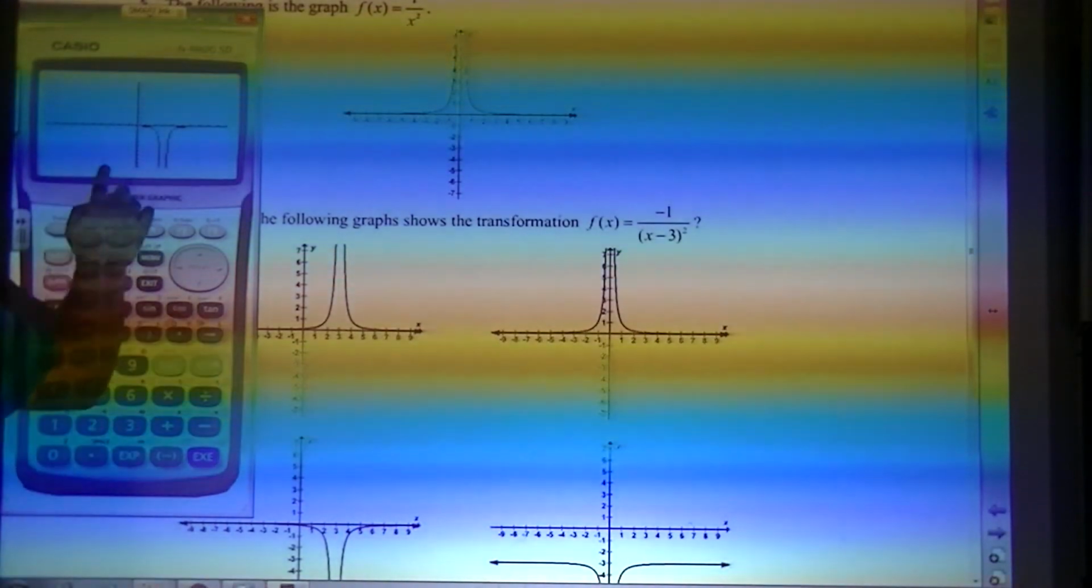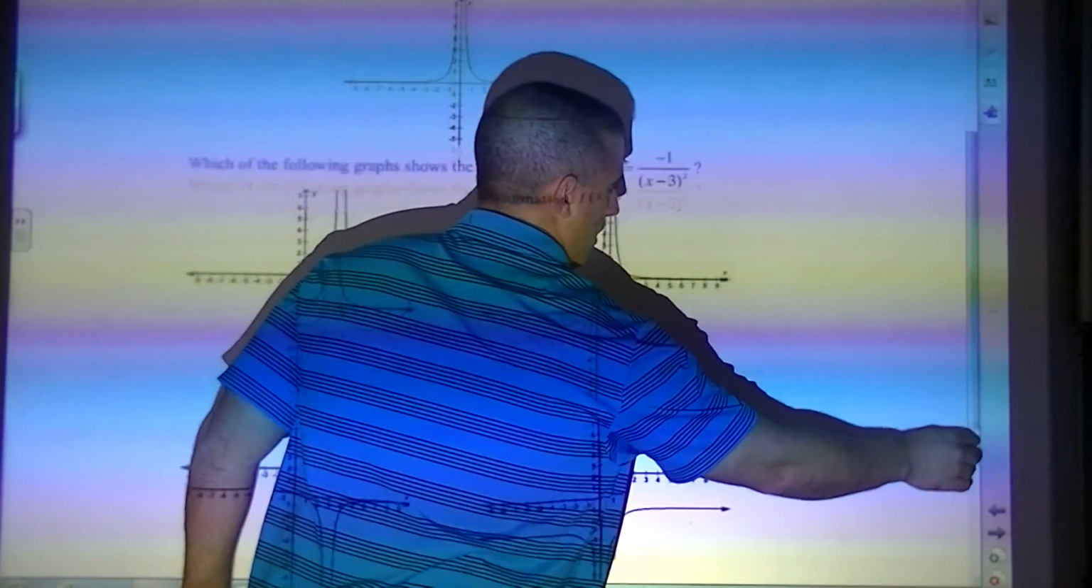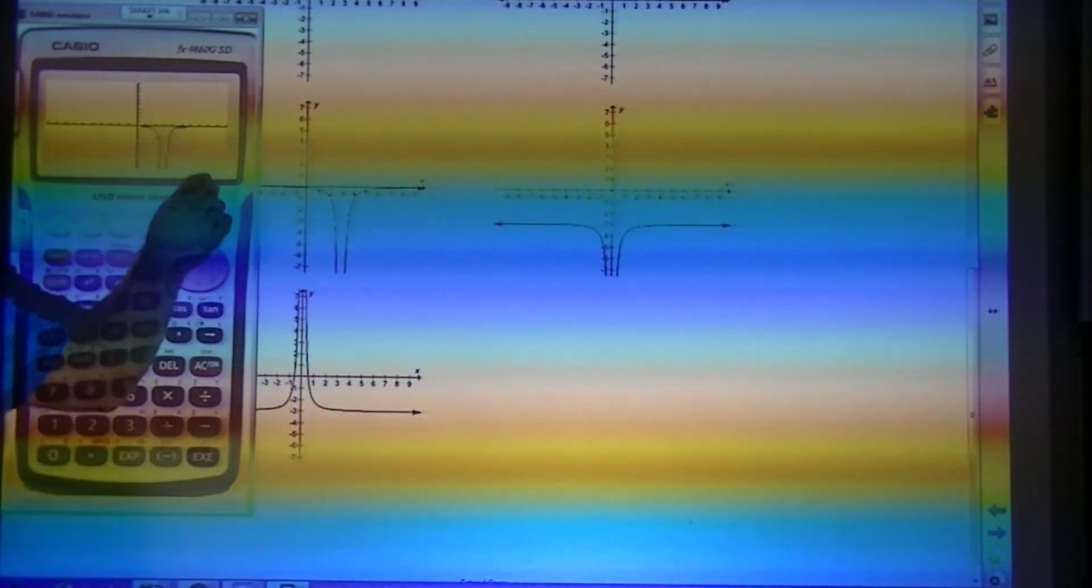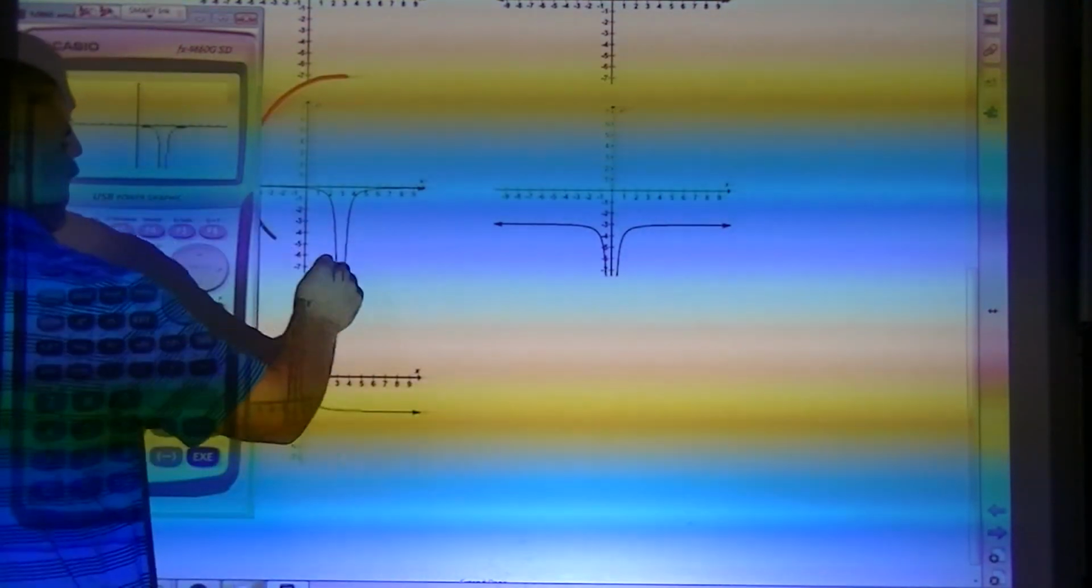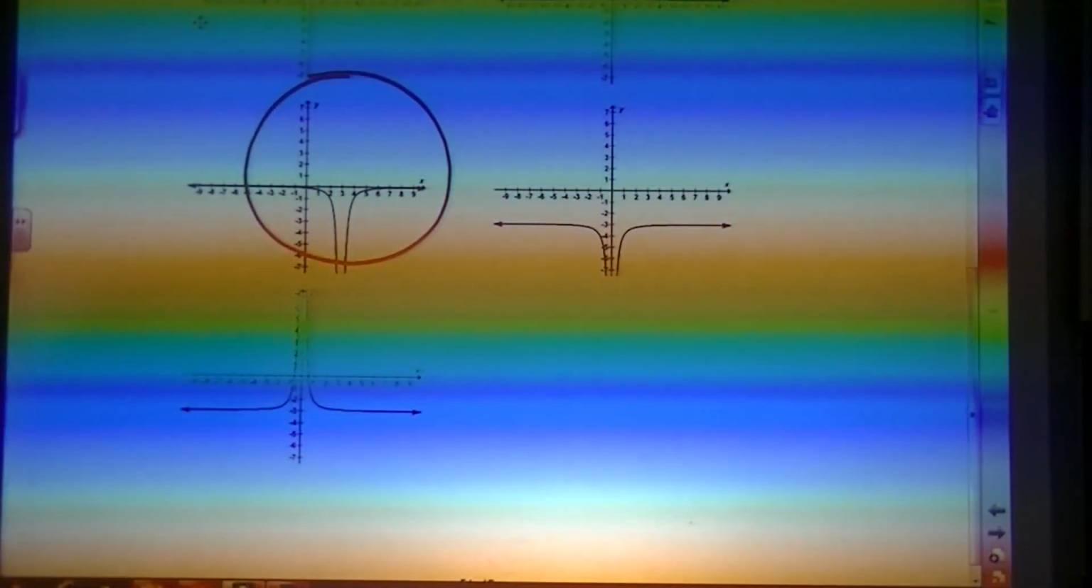So obviously, it's not going to be these two. It's not going to be that one. It has to be this one all the way down in the corner. It is the closest thing to that graph. So very simply, I'm just going to circle that. I think that's it for that page.